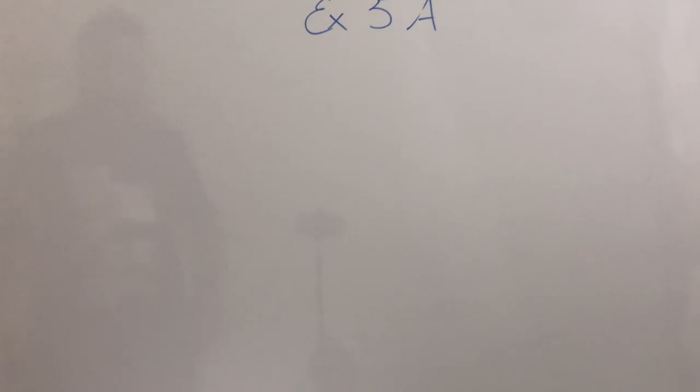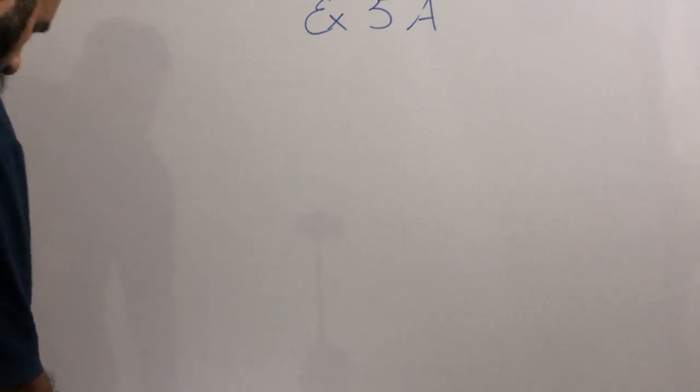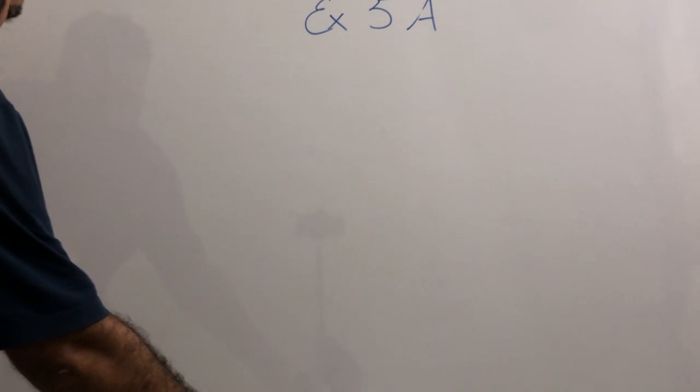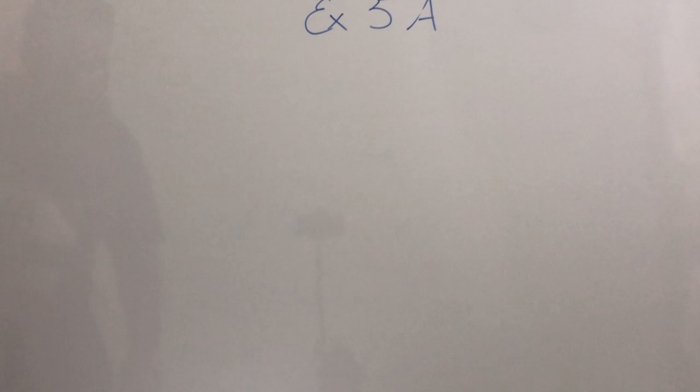Bismillahirrahmanirrahim. Now we're doing exercise 5a, page number 117. Chapter 5 is linear equations and simple inequalities. We are following New Syllabus Mathematics, Oxford 7th edition. We'll start from question 1.